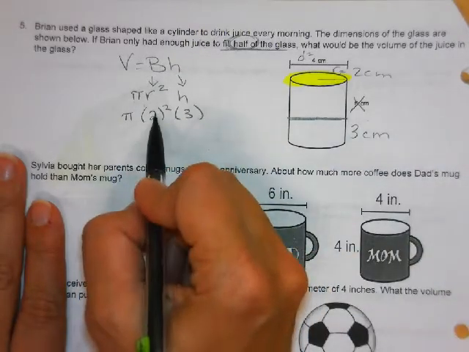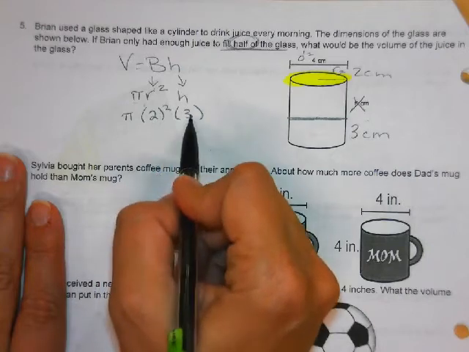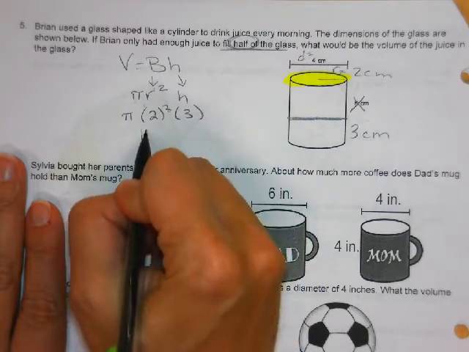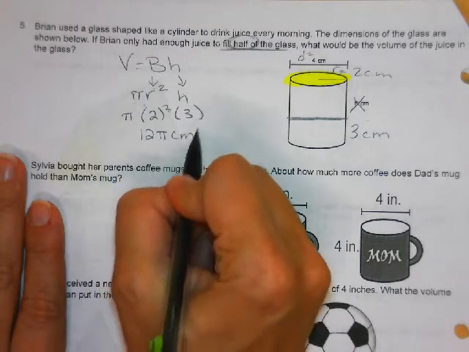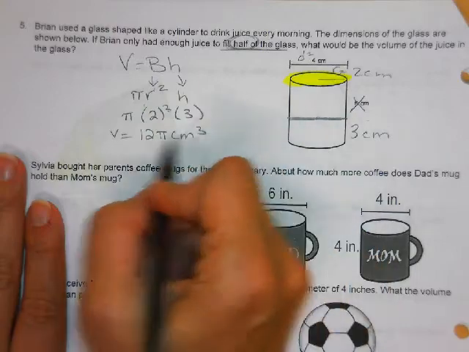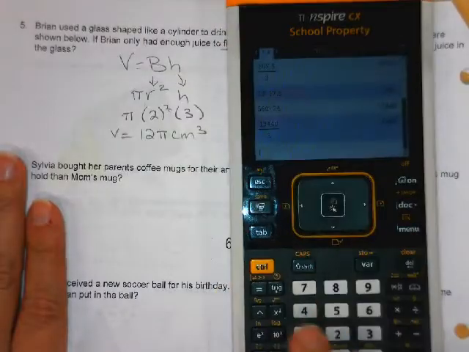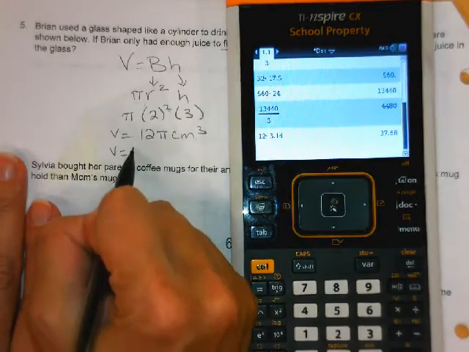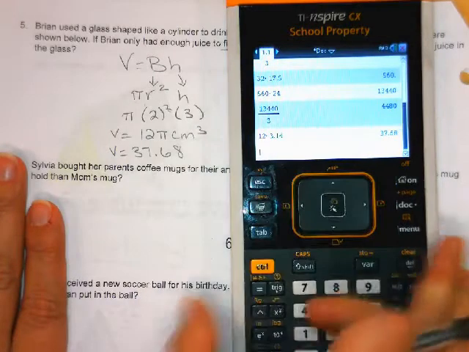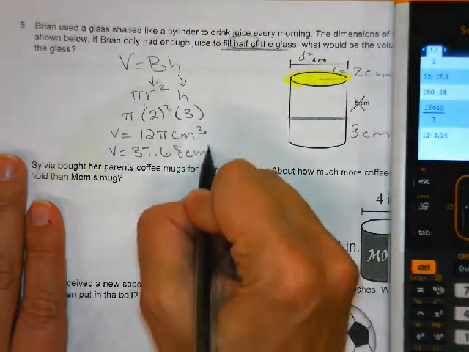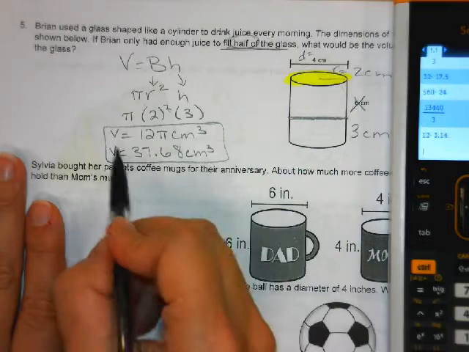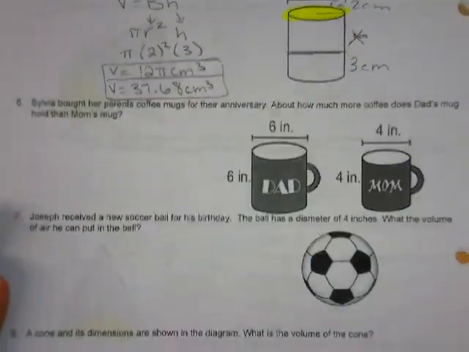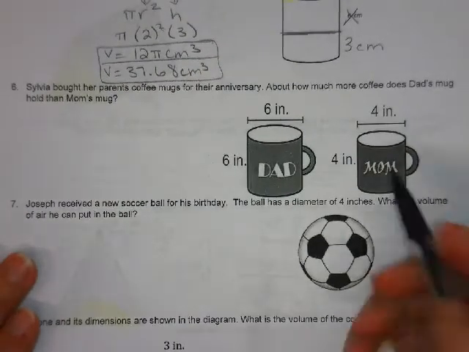So 2 was the radius. I'm just going to square that. 3 was my height. So 2 times 2 is 4. 4 times 3 is 12 pi centimeters cubed. That would be the volume in terms of pi. Or I could come over to my calculator and say 12 times 3.14. I could also say 37.68. But I want you to see it both ways because I will tell you some of our answers on our test will be written in terms of pi. So who knows how they'll have it written, so identify both pieces.